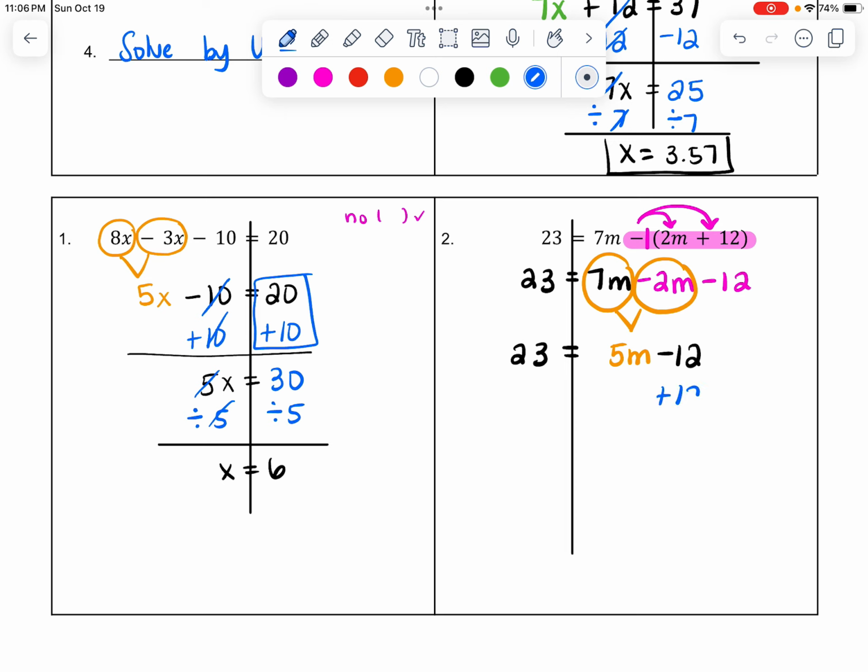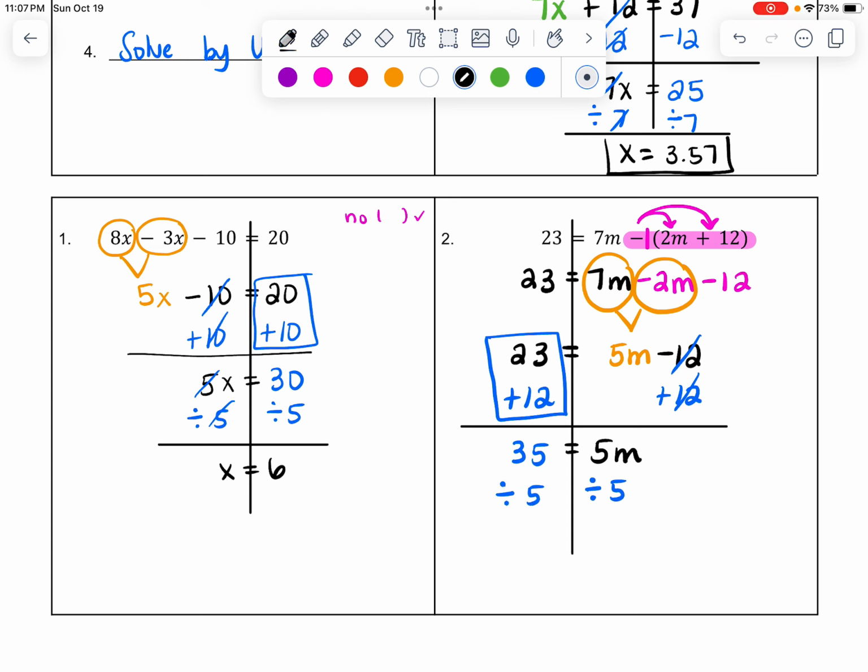To undo the minus 12, I'm going to plus 12 on both sides. I'm then going to have 23 plus 12, which is 35, equals, I'm just going to drop down the 5m. Then I'm going to divide by 5 on both sides. And 35 divided by 5 is 7. And 5's cancel, so it's just m. And I'm done.